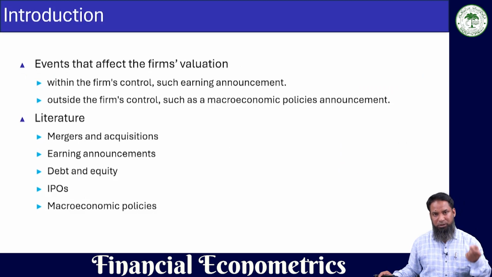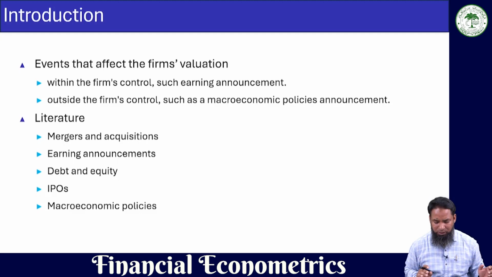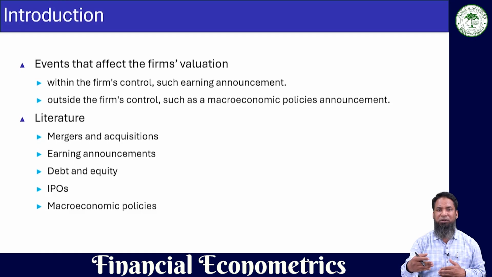Now, an event could be within the control of the firm, or it could be outside of the firm's control. For example, stock split announcement, earnings announcement, dividend announcement, mergers or acquisitions are within the purview of the control of the firm. However, macroeconomic policies, the announcement of monetary policy or tax rate cuts are out of the purview of the control of the firm. So an event could be outside or within the control of the firm. However, both these events could have an impact on asset prices.